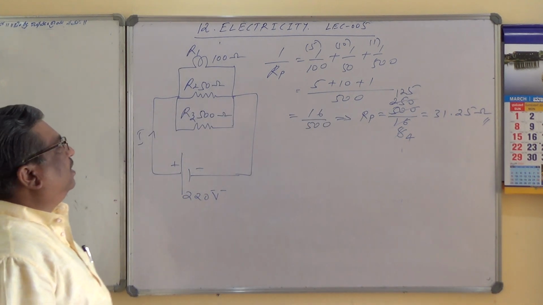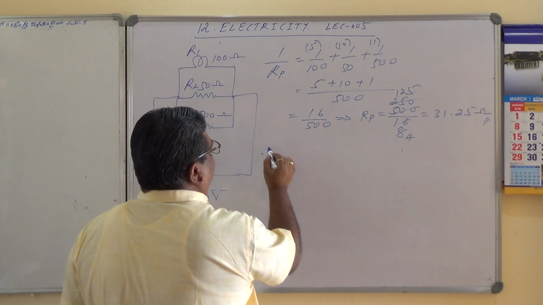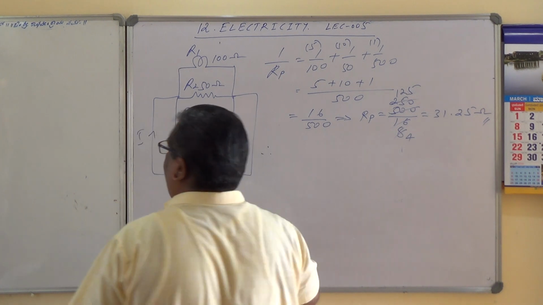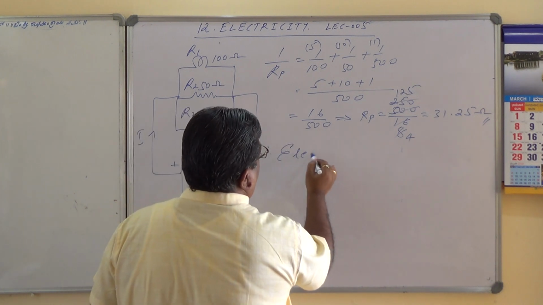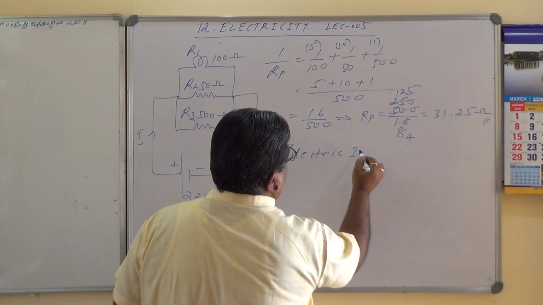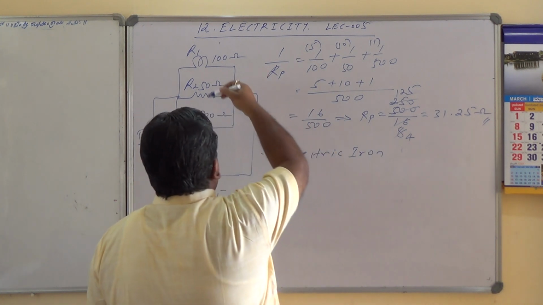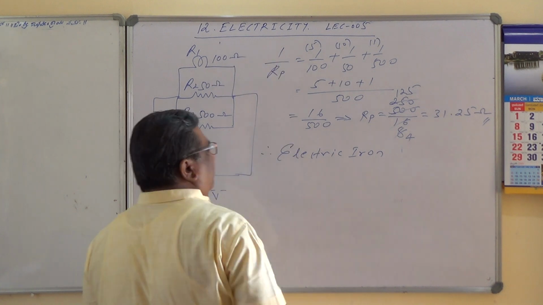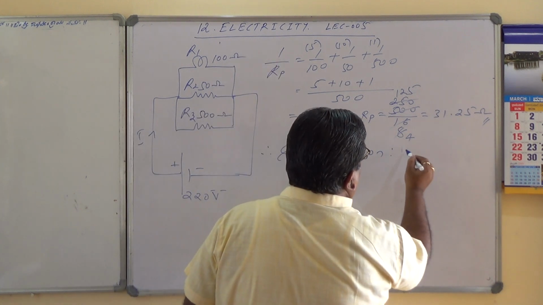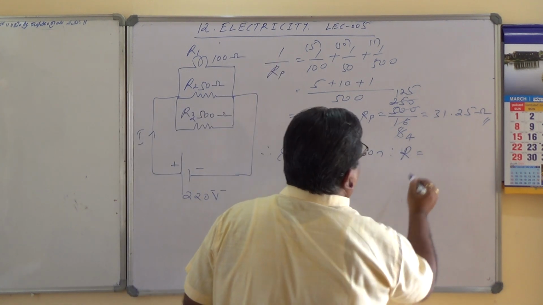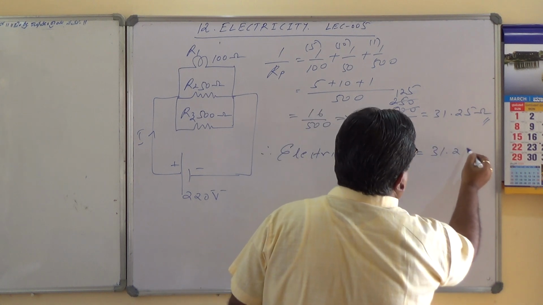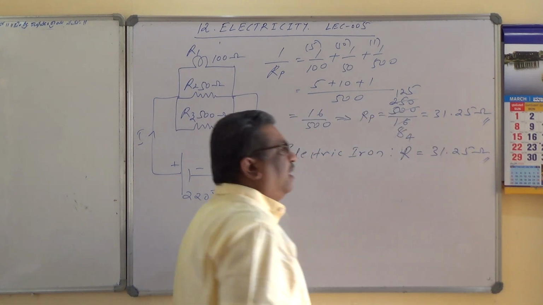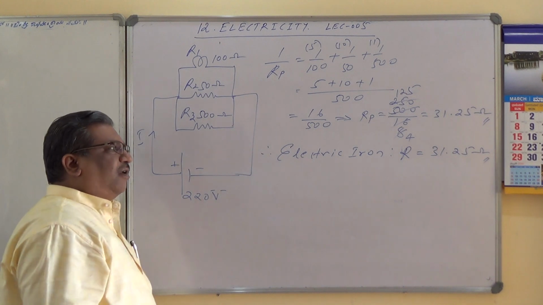31.25 ohms. So therefore the resistance of the electric iron that is connected, which can draw the same current as all these three put together, is equal to 31.25 ohms. Next question: what is the current drawn by this one?